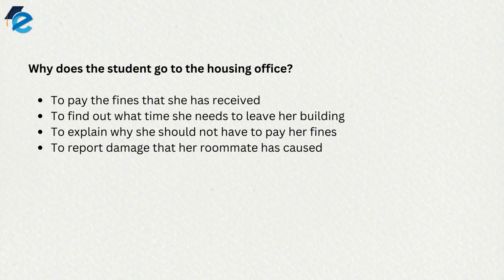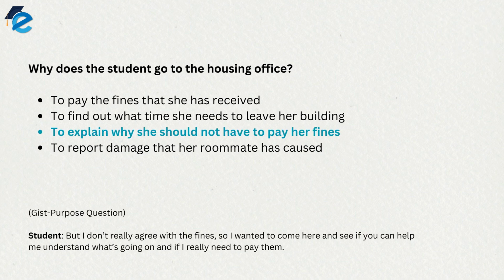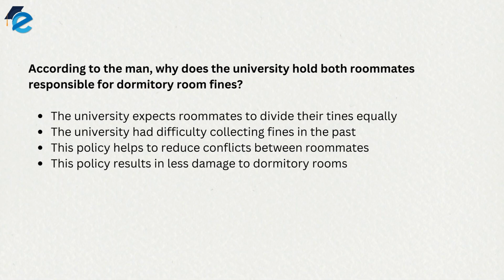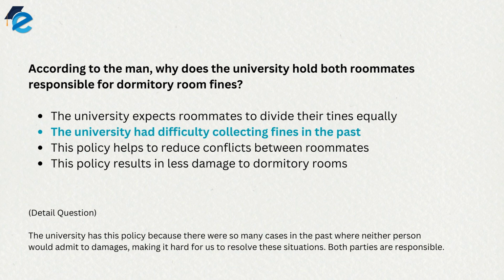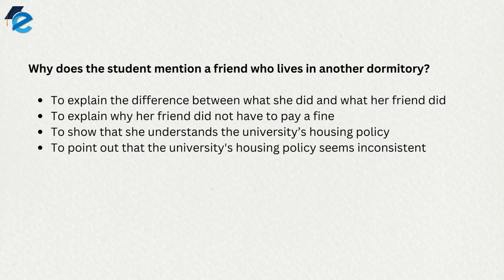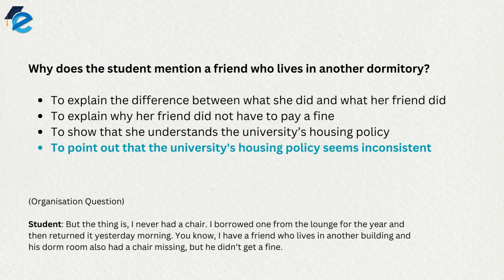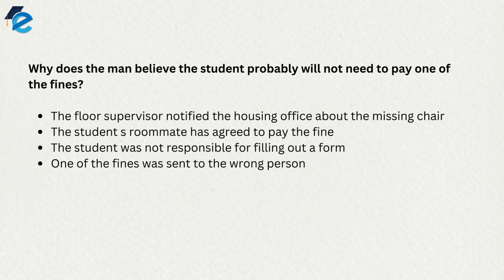Why does the student go to the housing office? According to the man, why does the university hold both roommates responsible for dormitory room fines? Why does the student mention a friend who lives in another dormitory? Why does the man believe the student probably will not need to pay one of the fines?